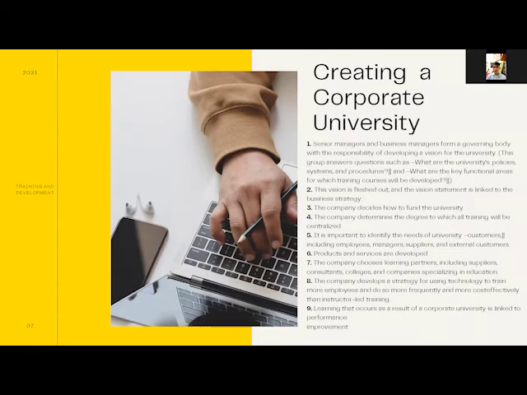Number 6, products and services are developed. Number 7, the company chooses learning partners, including suppliers, consultants, colleges, and companies specializing in education. Number 8, the company develops a strategy for using technology to train more employees, more frequently and more cost effectively than instructor-led training. Lastly, learning that occurs as a result of a corporate university is linked to performance improvement.